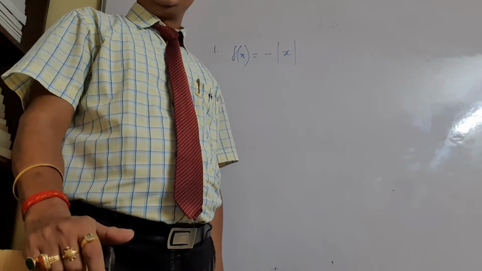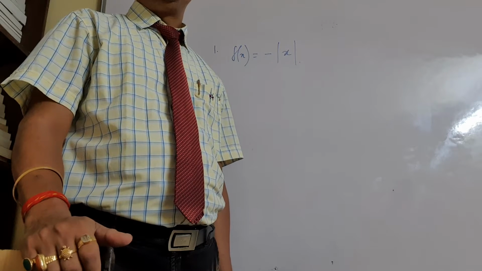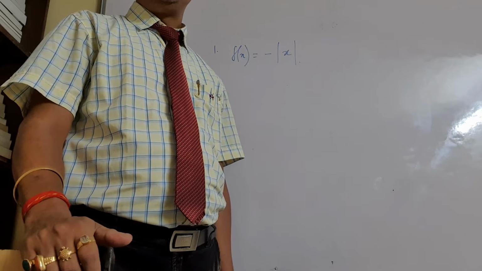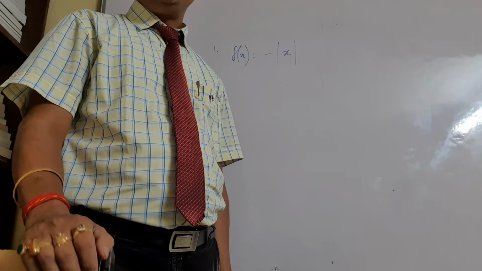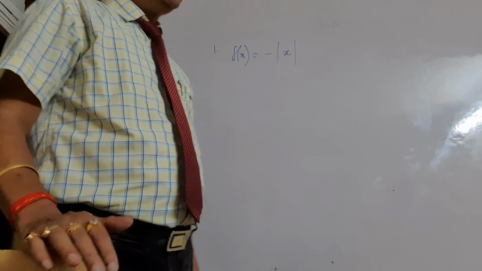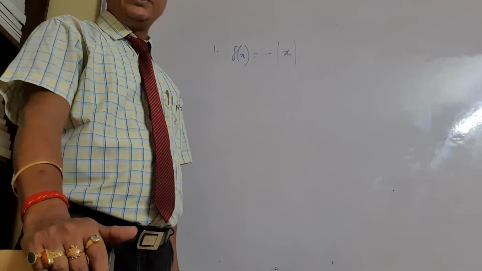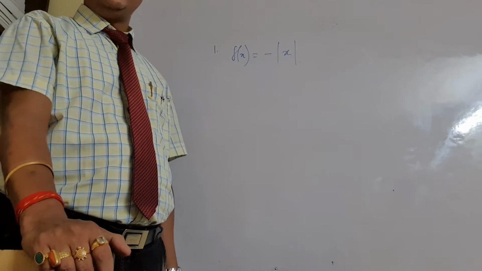For positive numbers it is not defined. So if it is negative, then it will not be undefined. If it is negative, so what happens? Negative numbers are not defined. Not defined means what?